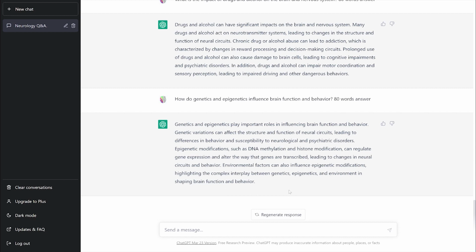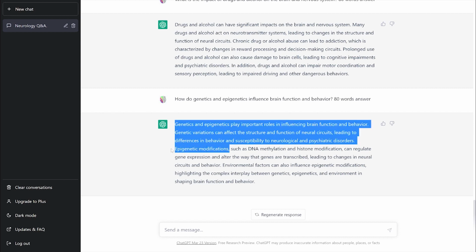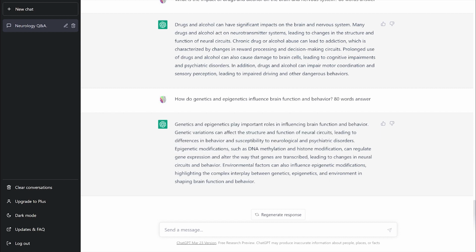It's giving some good answers. Like, yeah, epigenetic modification is something interesting, and yeah, this robot is just going so good actually.